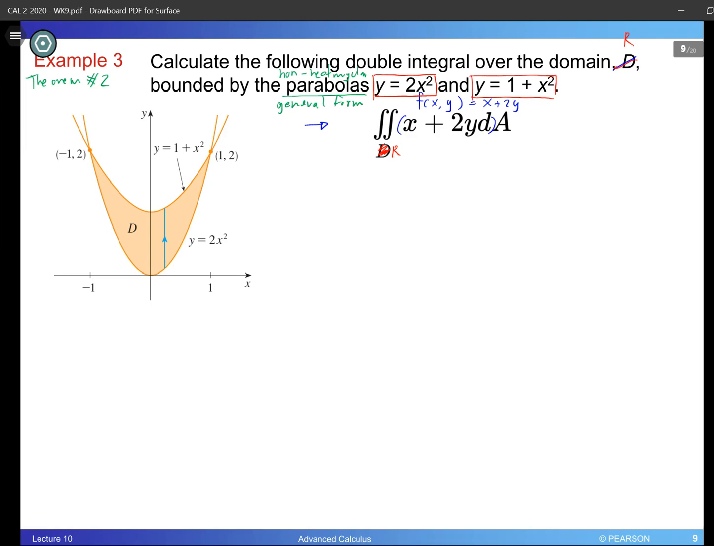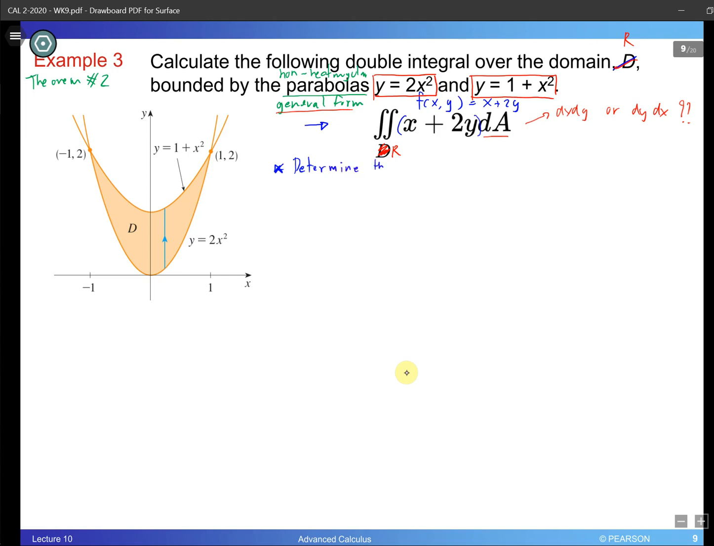The first thing that we are supposed to do, oh, by the way, this is wrong. I am not supposed to include d in there, x plus 2y. Because right now we have this dA, and we don't know whether it's dx dy or dy dx. And since this is general form, the order of the integration matters, so we need to pick the right one. And in order to pick the right one, we need to see the shape of this integration domain.